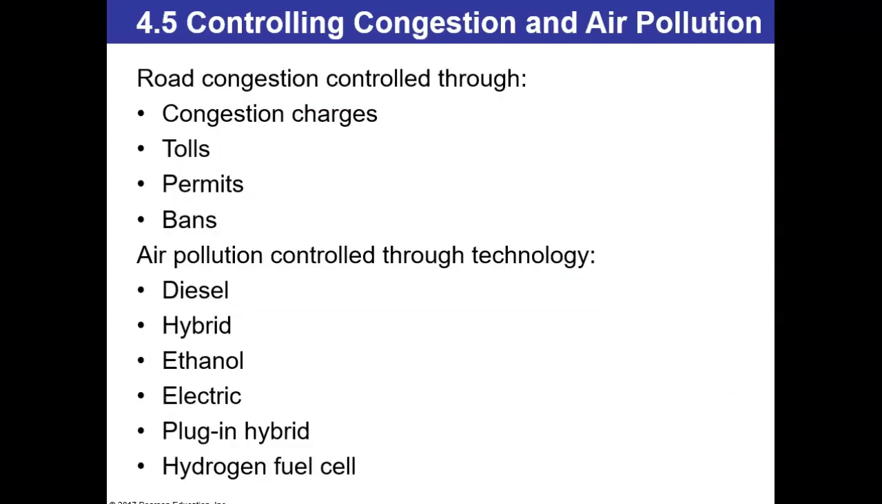There are certainly ways that controlling congestion and air pollution can happen, and this is something that is actually done in the United States and other countries throughout the world. Road congestion can be controlled through congestion charges, so charging people extra money when they drive during specific times, tolls, implementing permits, or even outright bans. Air pollution can also be controlled through technology. This can be done in a number of ways.